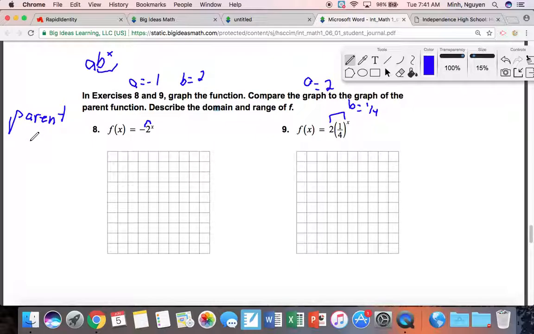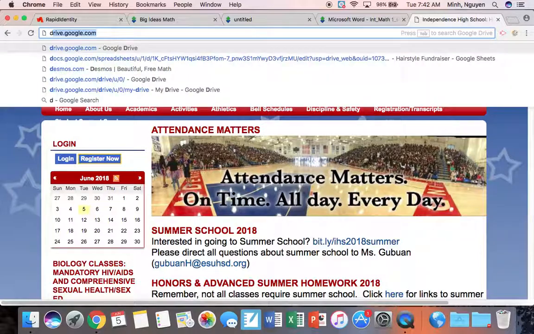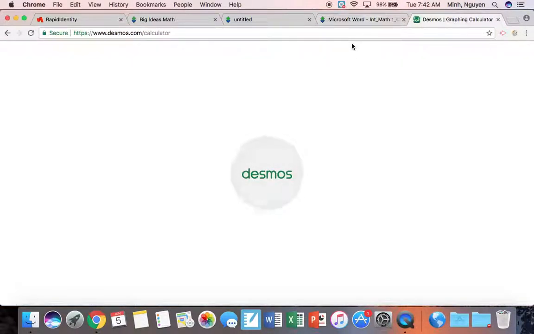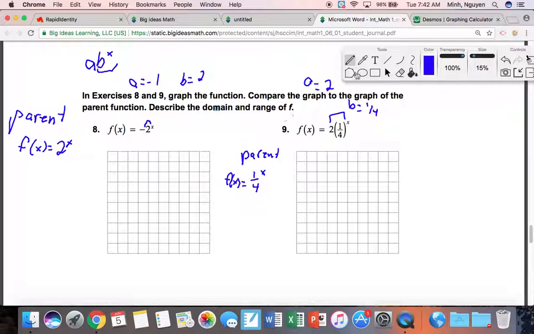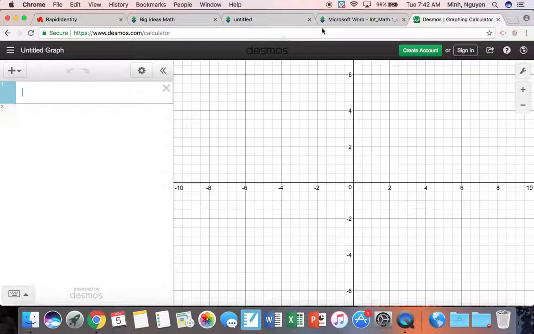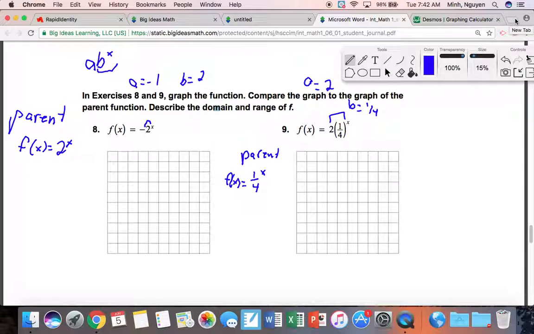So let's see here. And the parent function, so I'm rewriting these without a. That's all I'm doing. And the easiest way to show you is with Desmos. If you don't have a graphing calculator, you just have to do it by hand, which is kind of a pain. But at least in my classes, this year, we have calculators that we can use to graph this.